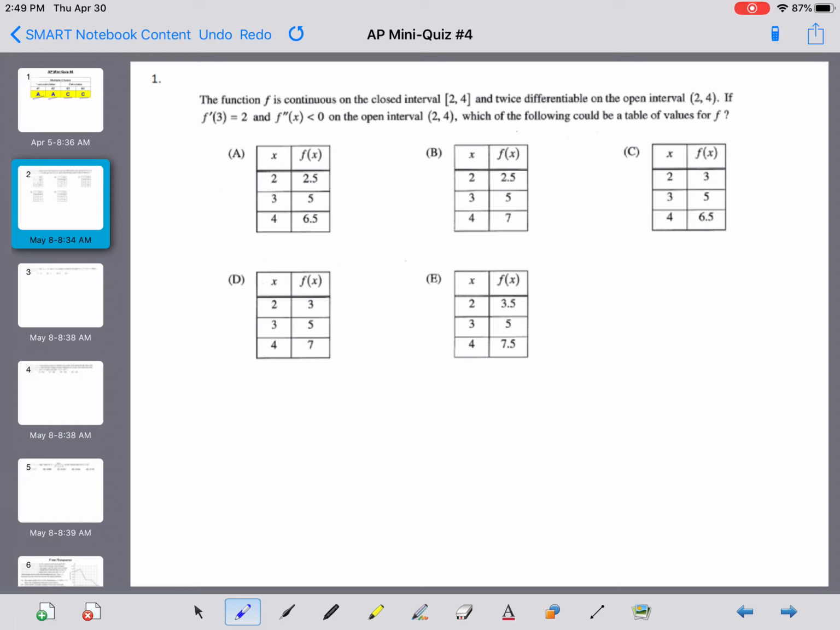Okay, so for the first one, they told us that the function f is continuous on a closed interval from 2 to 4, twice differentiable on that open interval. So both its first derivative and its second derivative exist at every x value between 2 and 4. They tell us now that the value of f prime of 3 is 2. So if we stop there for just a second, we've got a value of our derivative here in the middle of our interval, and it's positive.